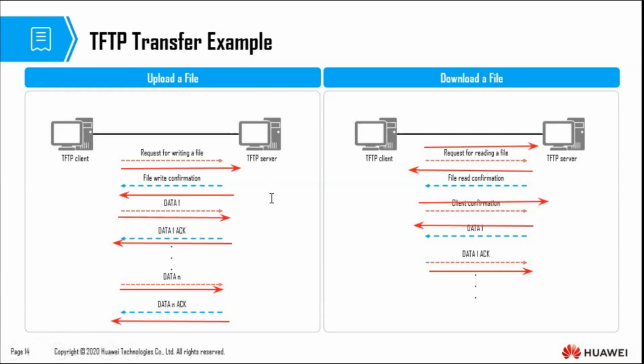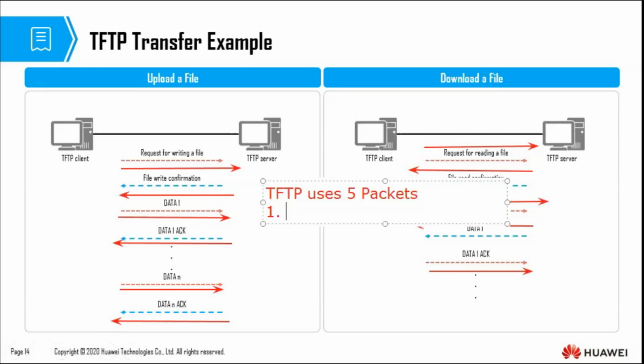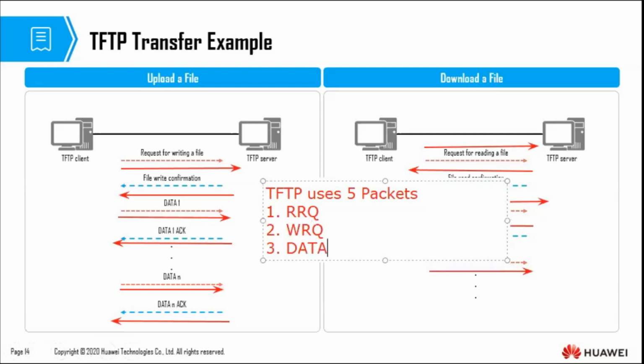Generally TFTP uses 5 packets. To achieve this, the first packet is called RRQ, second one is called WRQ, the third one is called data, the fourth one is called ACK, and the last one is error.